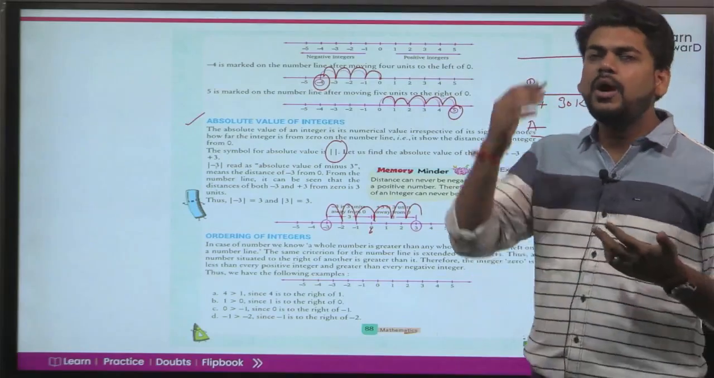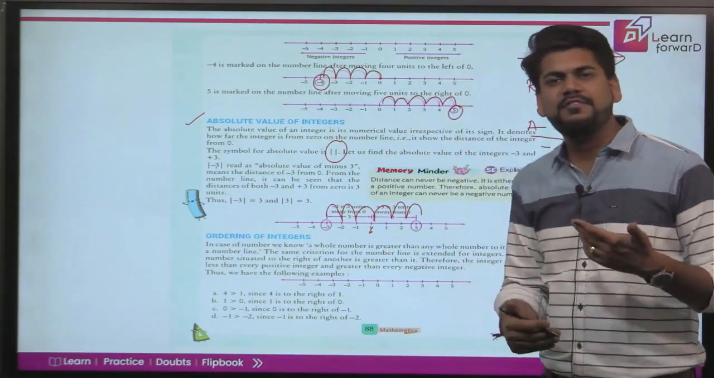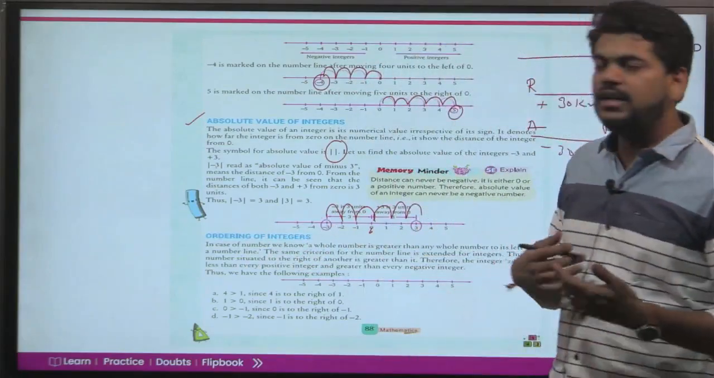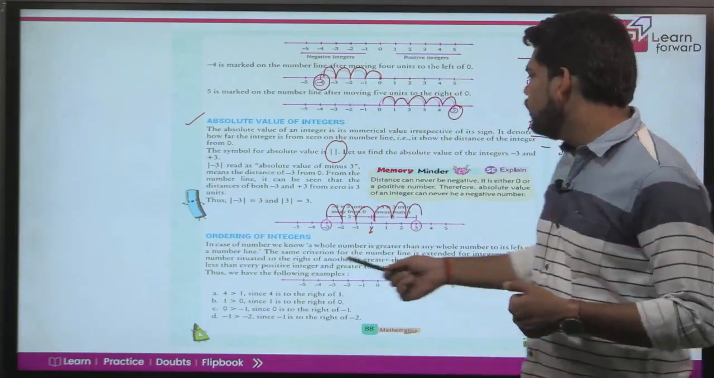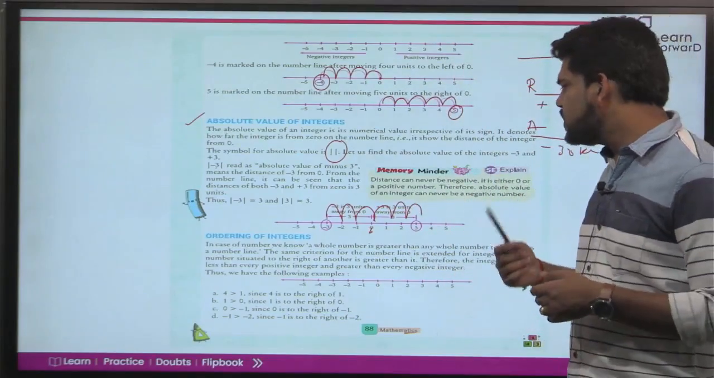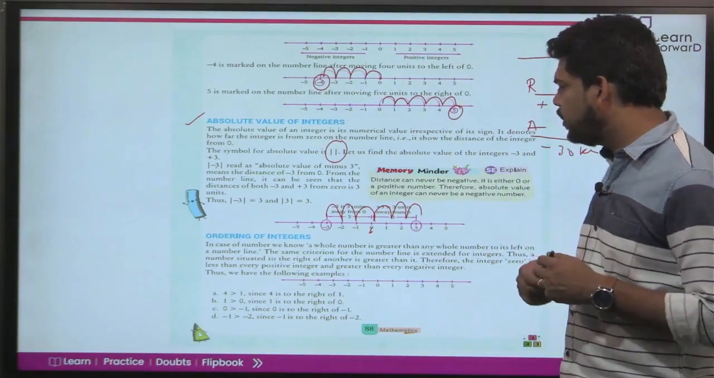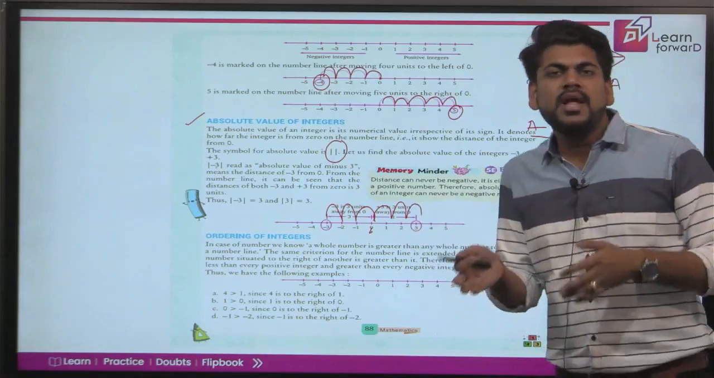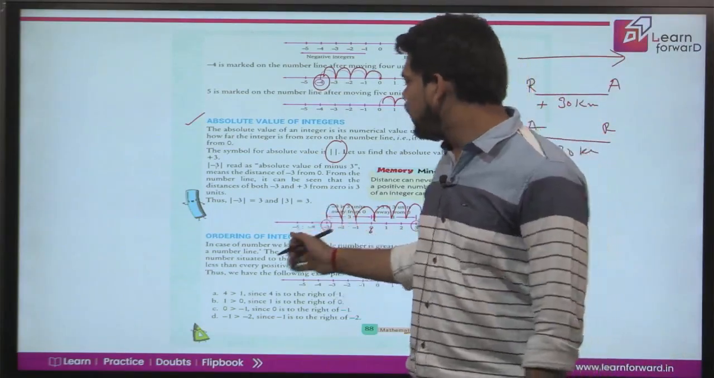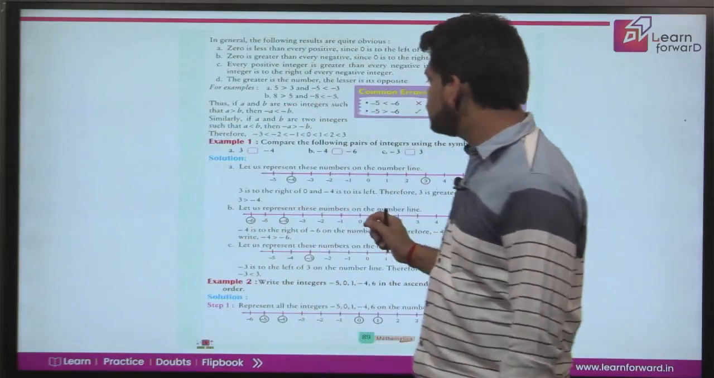Likewise we write the counting 1, 2, 3, 4, 5. Same way we will learn how to order the integers. For example, 4 is greater than 1 since 4 is to the right side of 1. Whichever number is on the right side will be the greater number.